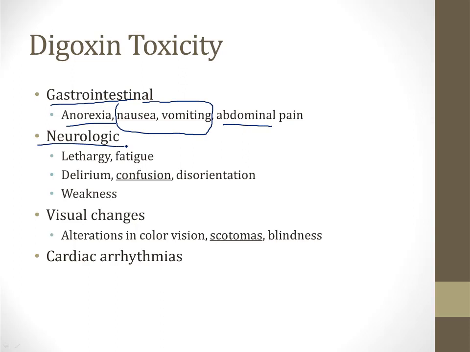Neurologic symptoms are also common. Patients can develop lethargy and fatigue. They may become delirious or confused. They may be disoriented. They sometimes complain of weakness. And then finally, visual changes are also common. Alterations of color vision, scotomas, which are spots before the eyes, and blindness can all occur. In addition to these symptoms, cardiac arrhythmias can also occur in patients who have digoxin toxicity.